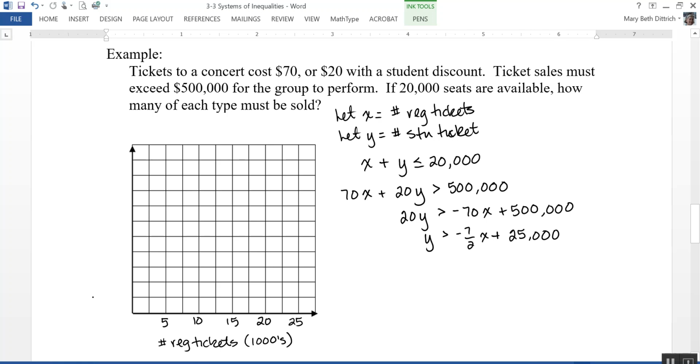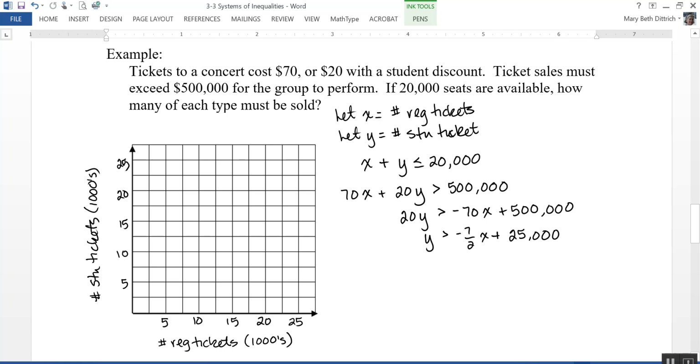Over here, I'm going to do my number of student tickets since I chose that to be my y. And again, that's going to be in thousands. I'll label it similarly: 5, 10, 15, 20, and 25.